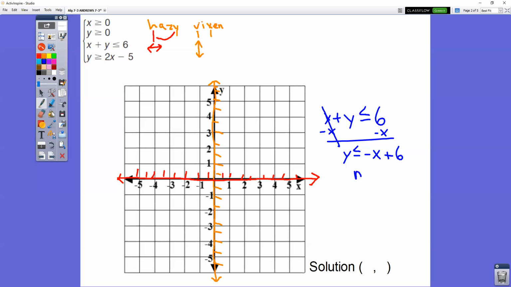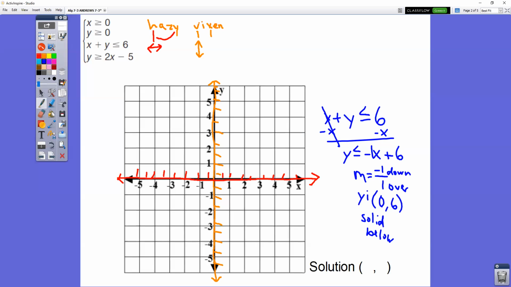So this means that our slope for this line is negative 1 over 1, because there's really a negative 1 in front of that x. So that really means down 1 over 1. Our y-intercept is 0, 6. Because we have the or equal to, it's going to be a solid line that we're using. And because it's less than, we're going to shade down below.